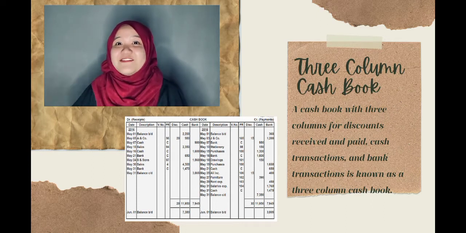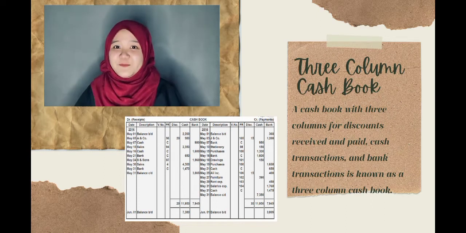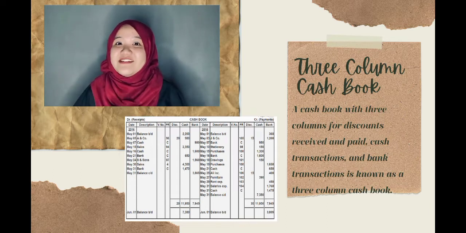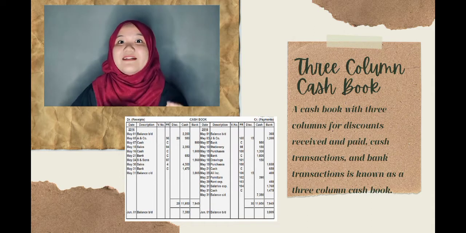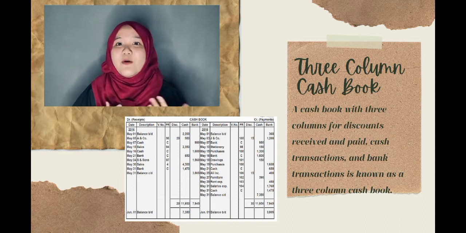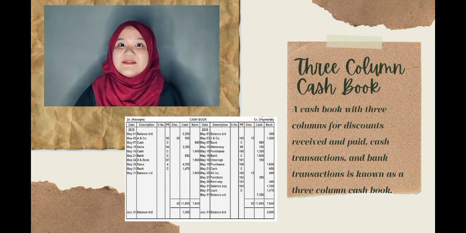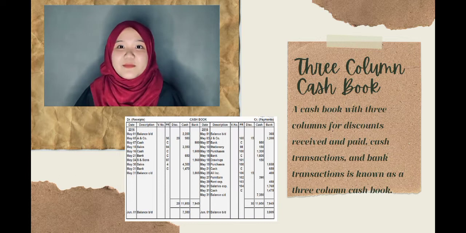Alright, last but not least, the three-column cash book. What is a three-column cash book? A cash book with three columns for discount received and paid, cash transactions, and bank transactions is known as a three-column cash book, also known as a triple-column cash book. It contains three money columns on both the debit and credit sides, one on each side for recording discount, cash and bank amounts. If a business holds a bank account and frequently makes receipts and payments through that bank account, then it is useful to maintain a three-column cash book rather than a single or double-column cash book.